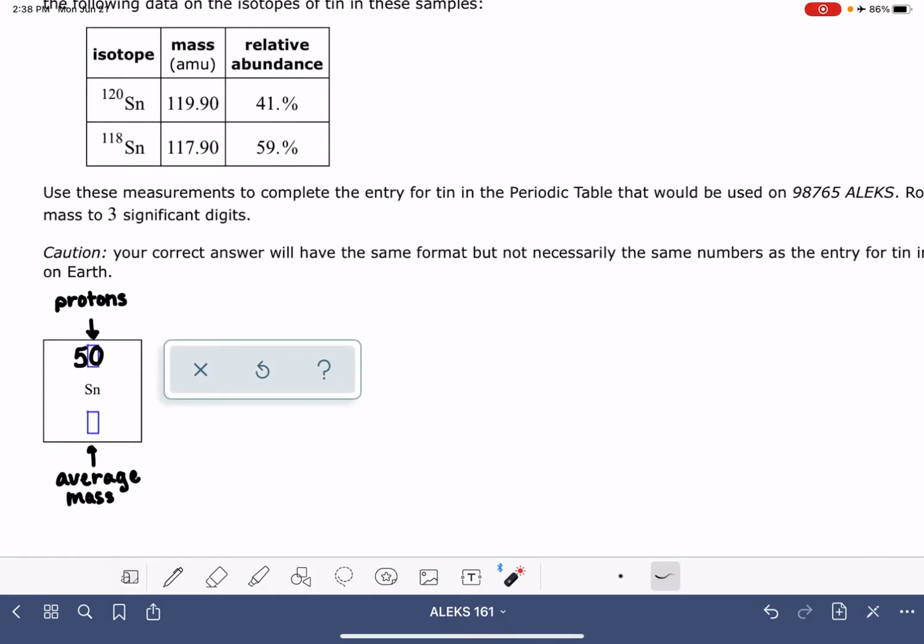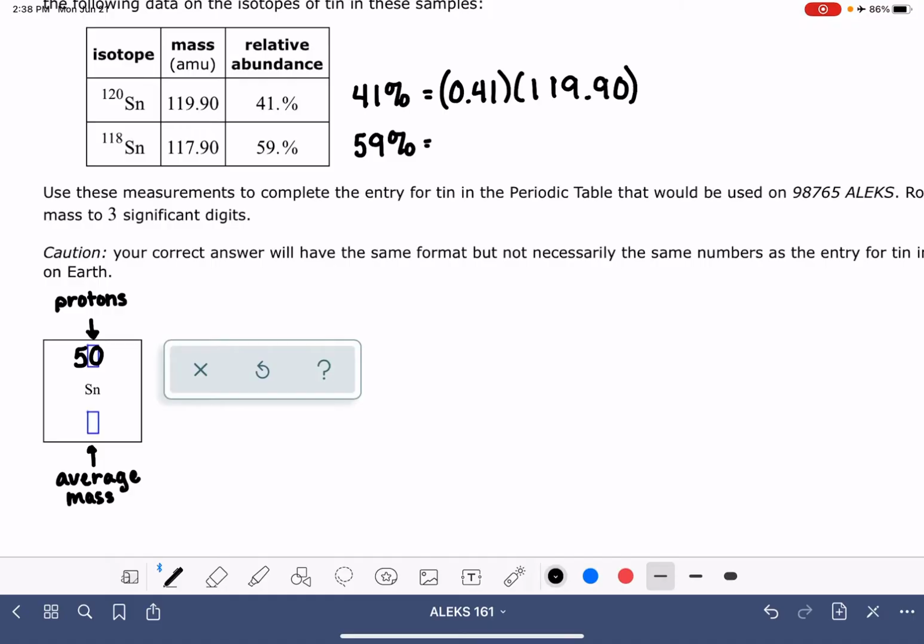The average mass is found by taking the average of all of these masses. The easiest way for you to do this is to just simply multiply the relative abundance. So that's going to be 41%, which is the same thing as 0.41 if we do it in decimal form, 0.41 times that particular mass of that isotope, 119.90. And we're going to do the same thing for the other one, 59%, in decimal form, that's 0.59 times the mass of that isotope, 117.90. And we want to add these two together.